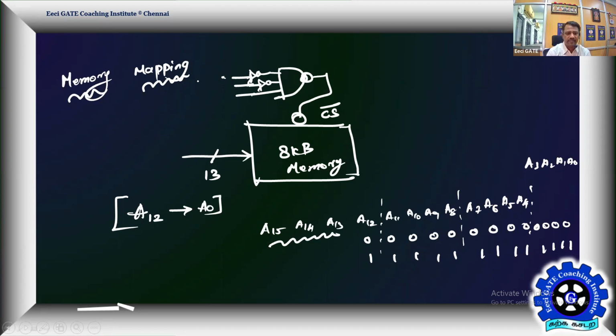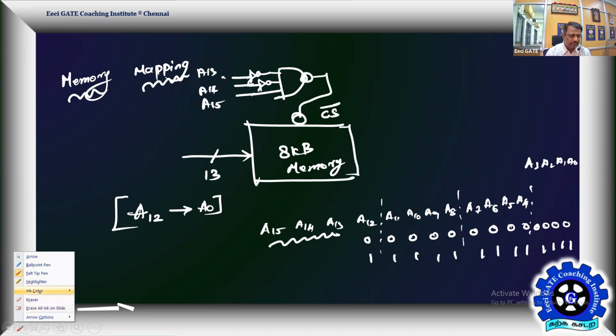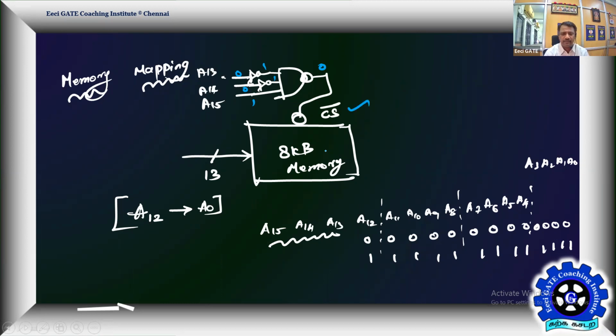Let me say this is my A15, this is my A14 and this is my A13. The chip will be enabled for the given design. If this is 1, this is 0, this is 0, the AND gate output will be 0, because these 0s become 1. All the inputs of the AND gate being 1 means the output will be 0. Then the chip is enabled, the memory is enabled.